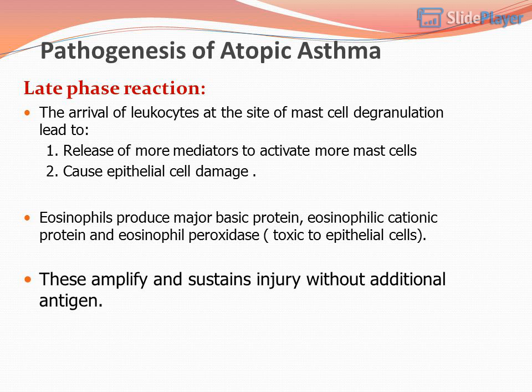Pathogenesis of atopic asthma. Late phase reaction. The arrival of leukocytes at the site of mast cell degranulation leads to 1. Release of more mediators to activate more mast cells. 2. Epithelial cell damage. Eosinophils produce major basic protein, eosinophilic cationic protein and eosinophil peroxidase, toxic to epithelial cells. These amplify and sustain injury without additional antigen.